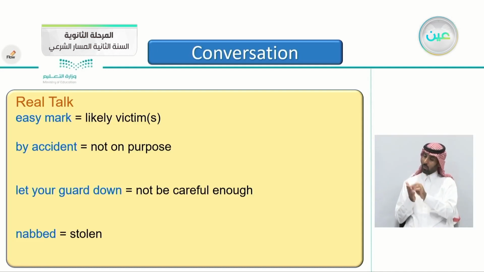Easy mark. The tourist is an easy mark for the pickpockets. Really likely victims. Easy mark, likely victims. Most likely they will be the victims.